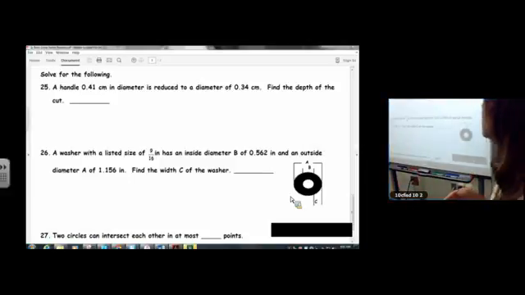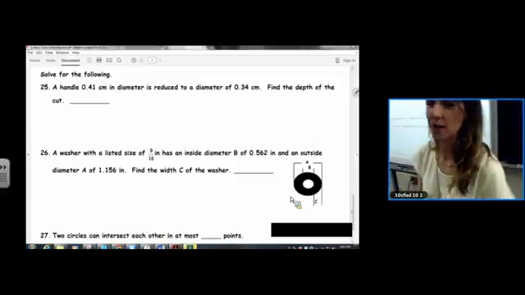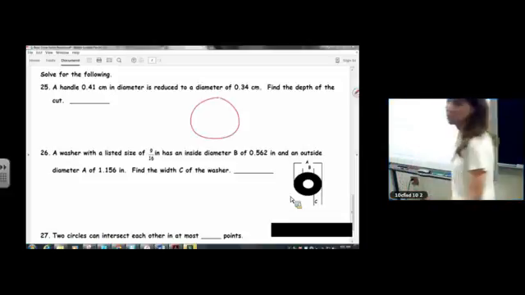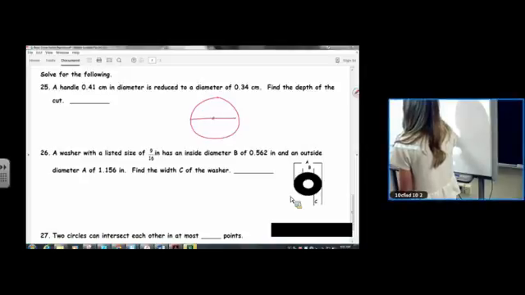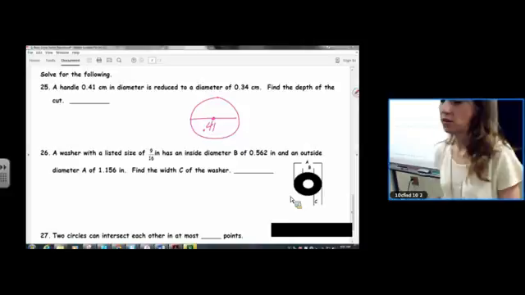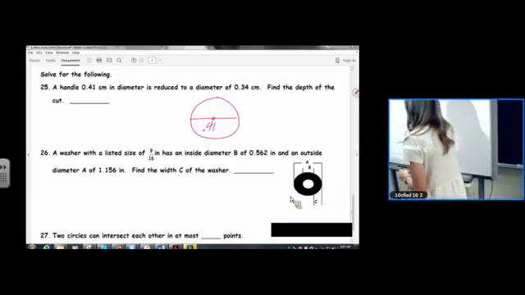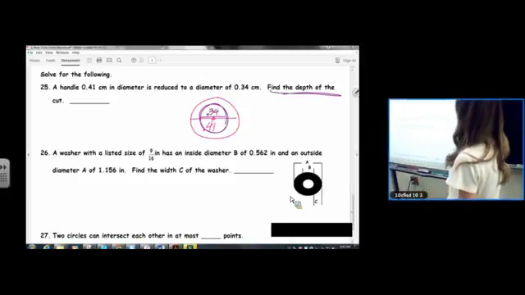Okay, 25. Let's pretend we know what this means when it's talking about a handle. I don't know. A handle is 0.41 centimeters in diameter. Is that some sort of construction term? I guess I should look it up. I don't know. But we know it's a circle because it has a diameter. So this handle, whatever this thing is, is reduced, so it's getting smaller, to a diameter of 0.34. Find the depth of the cut.